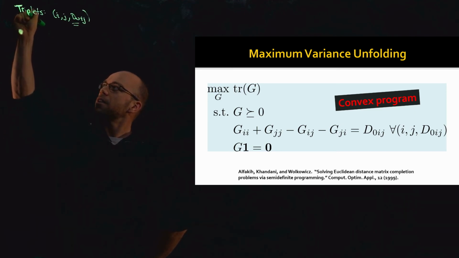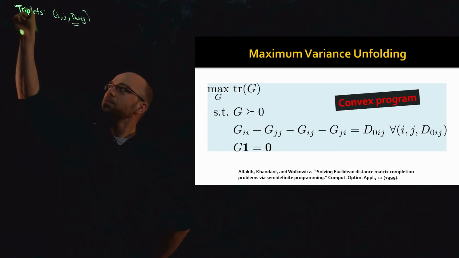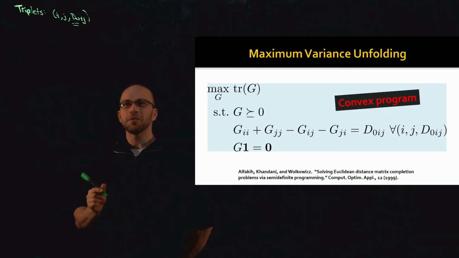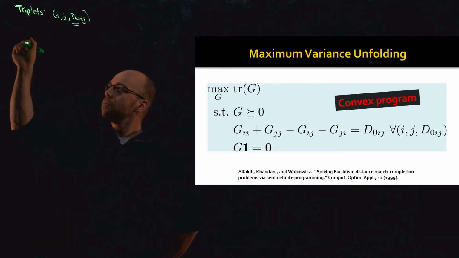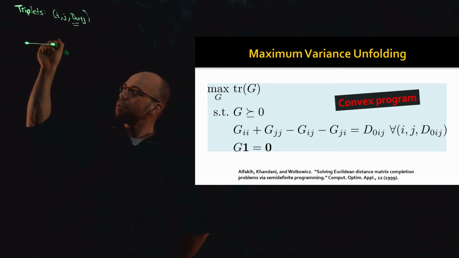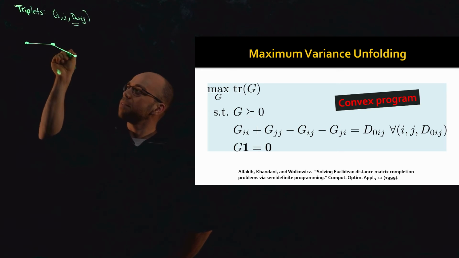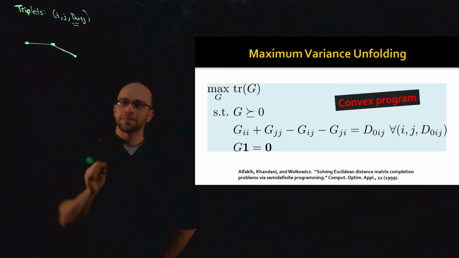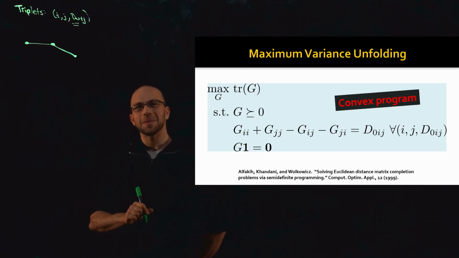And again, this is with hard constraints. So I'm thinking of my distance values here as actually being reliable. So here's the intuition for maximum variance unfolding. Let's say I have a really boring data set, which consists of 3 points. Moreover, I know the distance from point 1 to point 2, and I know the distance from point 2 to point 3. So I know the lengths of these 2 line segments. But what I don't know is the distance from point 1 to point 3.